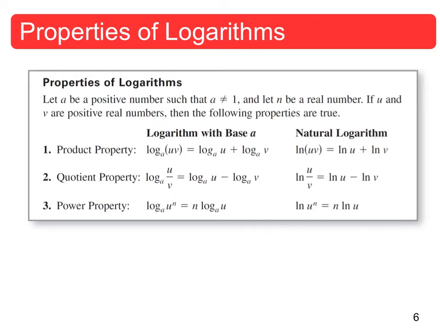So, our product property, here is our product right here, u times v, and when we separate those, we add them together. Okay, our quotient property, here's our quotient right here, our base is a. When we separate those into two different logs, we subtract. Then I have log base a, u to the n power. What we're going to do with that n is we're going to take it and we're going to stick it right there. So it's n times log base a of u.